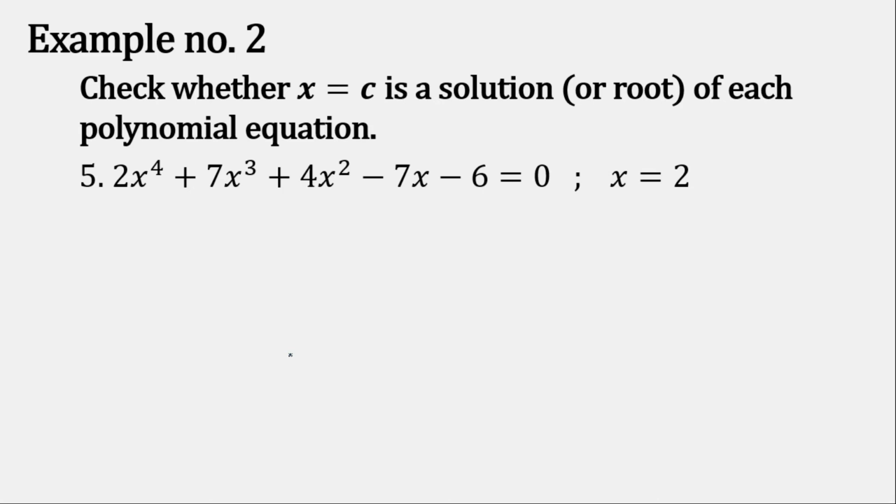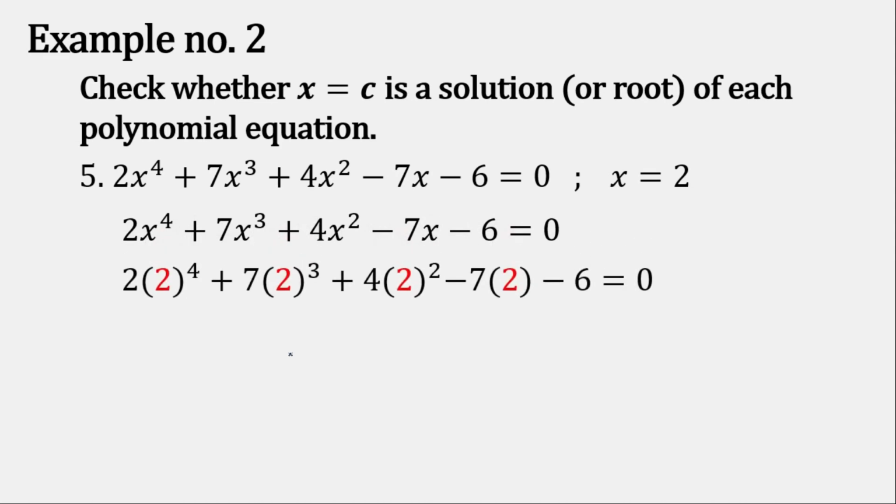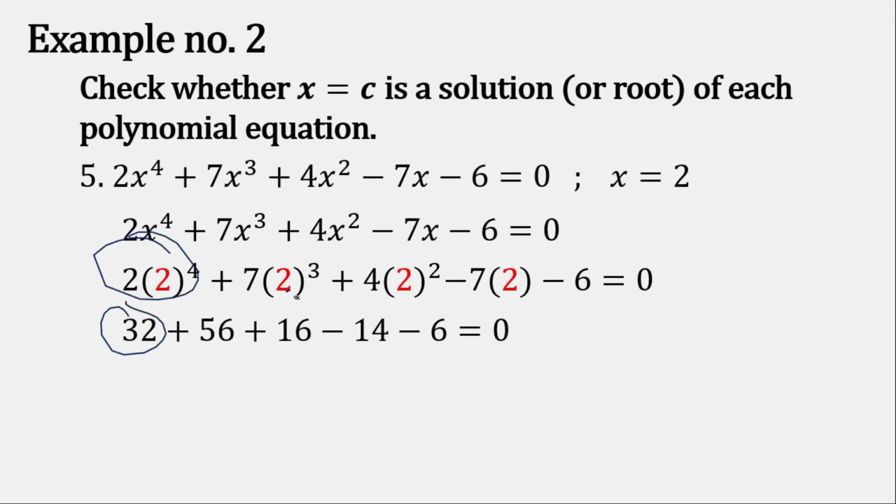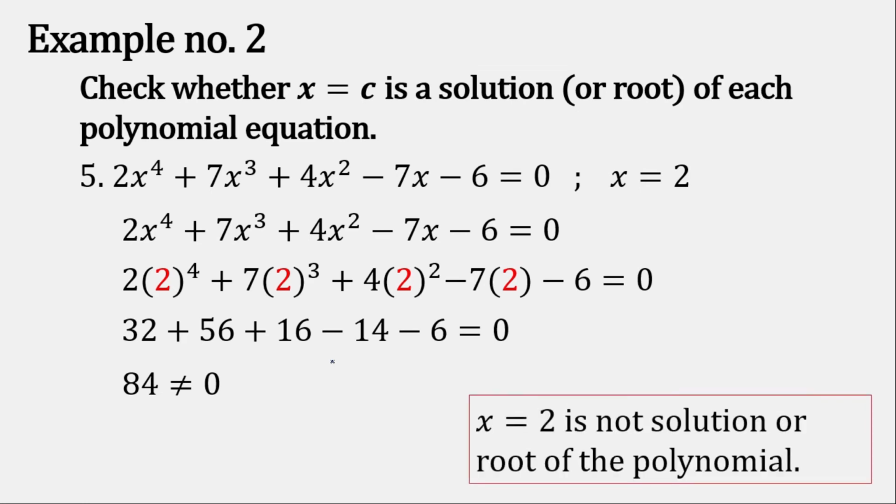For our last number, let's check if positive 2 is a solution for this polynomial. Okay, so 2 raised to 4 is 16, times 2 is 32. 2 raised to 3 is 8, times 7 is 56. 2 raised to 2 is 4, times 4, 16. 2 times negative 7 is negative 14 and 6. So that's 84. So it's not equal to 0. Therefore, x equal to 2 is not a solution or root of the polynomial.